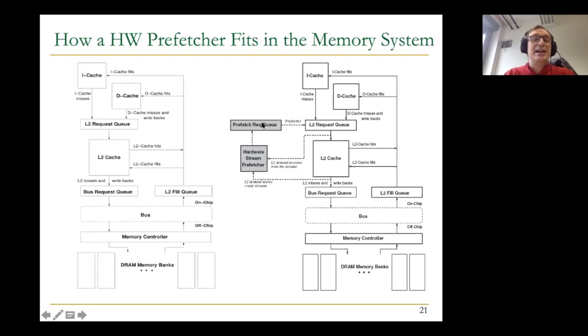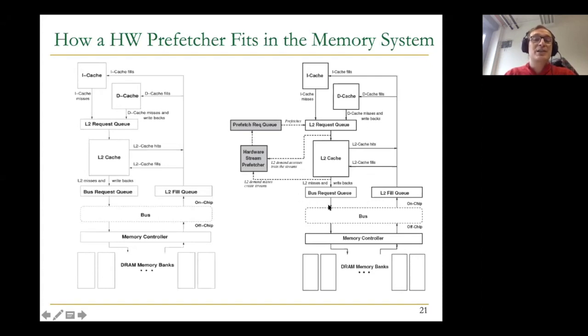But this is just to give you an idea of where the prefetcher sits. In modern systems, actually, prefetchers sit all over the place. There may be a prefetcher in the L2 cache. There may be another prefetcher in the last level cache. There may be a prefetcher in the L1 cache. There may be a prefetcher in the memory controller, and they may need to coordinate with each other. That may be a difficult problem, of course, to coordinate with each other as well.